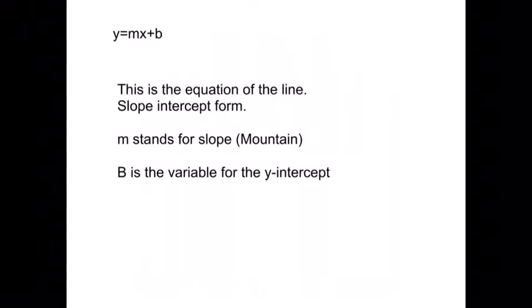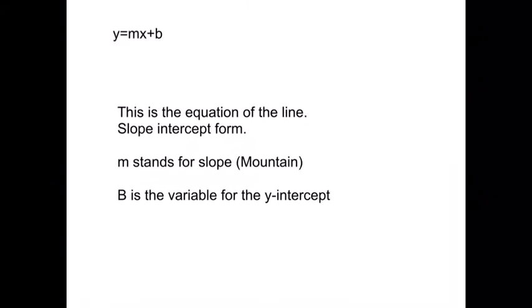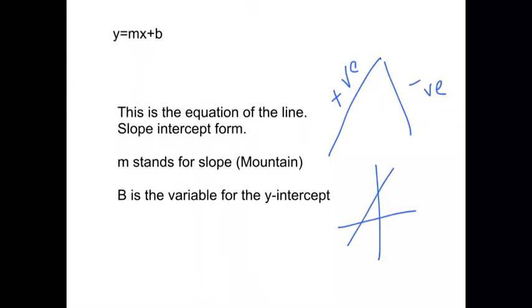All right, the equation of the line y equals mx plus b is what we call slope-intercept form of the line. M stands for slope. Think about mountain. Think about going up the hill, which gives you a positive slope, and think about coming down the hill, which is a negative slope. And b, that should be lowercase b, is the variable for the y-intercept. Now, for those of you who are unclear about that, the y-intercept is where the graph of the line crosses the y-axis. So that, in this case, would be our b.